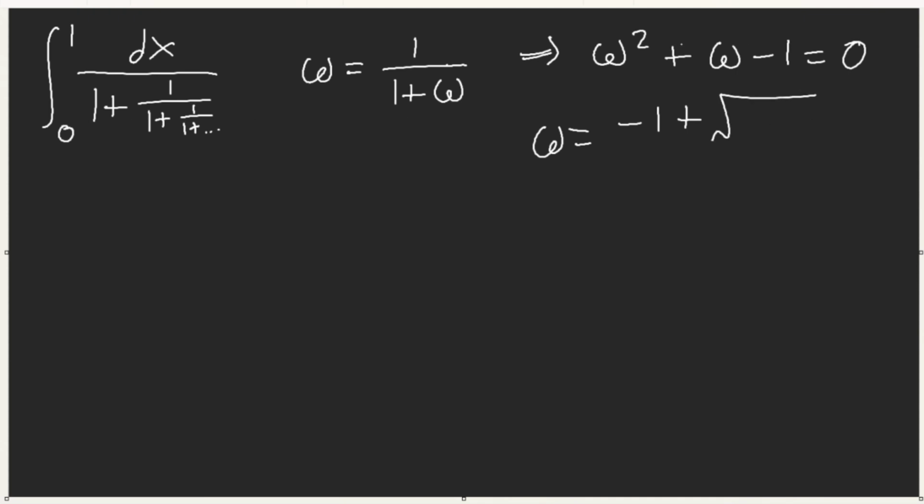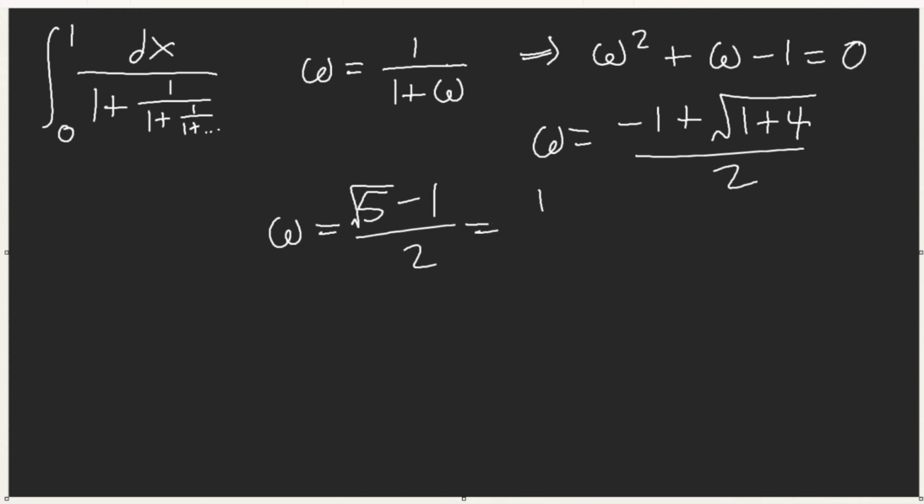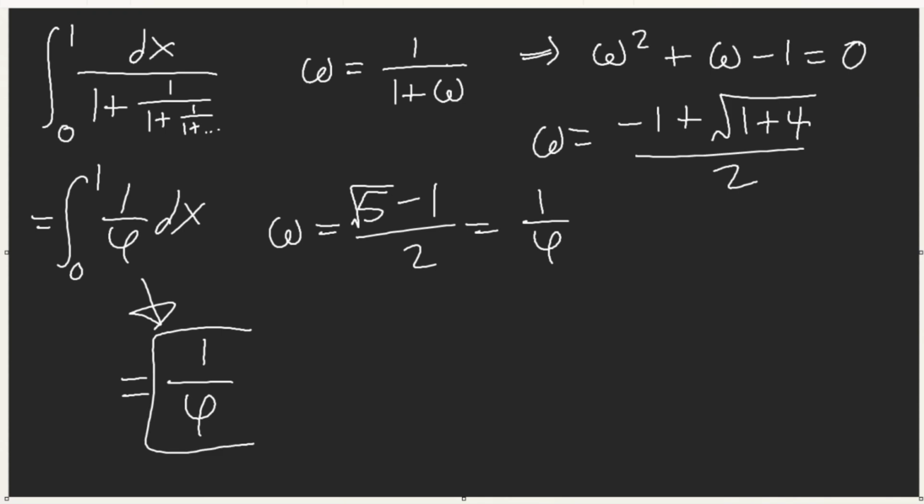And if we do quadratic formula, we get -1 plus, because we have positive bounds, and then we have b squared minus 4ac all over 2. Oh, this is a constant. This is equal to a constant. This is square root of 5 minus 1 over 2. Wait a minute, this is 1 over the golden ratio. So this integral is equal to 1 over the golden ratio. So the answer is 1 over the golden ratio, 1 over phi. Okay? Very fast. Very, very fast.